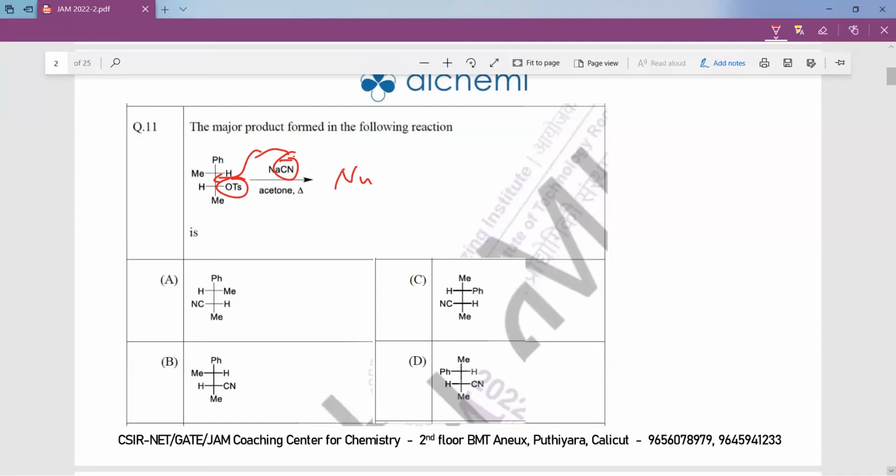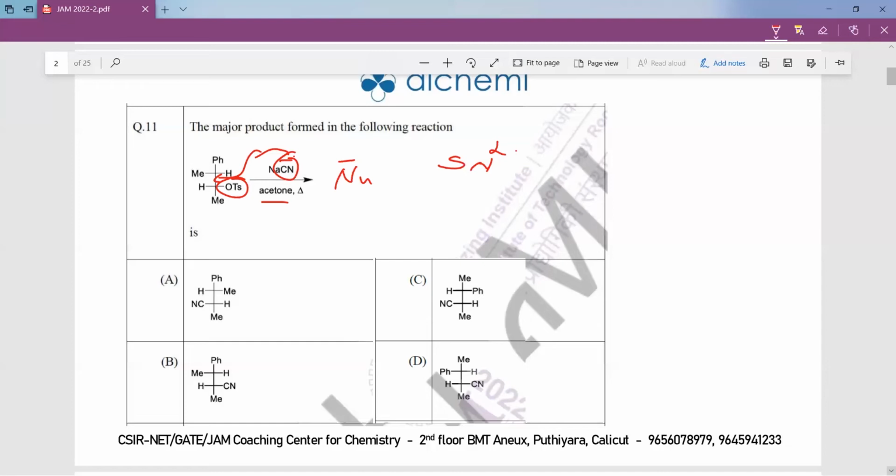We should know whether it's an SN1 or SN2 reaction. So CN is a strong nucleophile, OTs is a good leaving group, and polar protic solvents are given. So it's an SN2 mechanism. If it's an SN2 mechanism, the incoming nucleophile will attack the carbon from the opposite side of the leaving group. OTs is the leaving group, so the nucleophile should attack from the opposite side of the OTs.